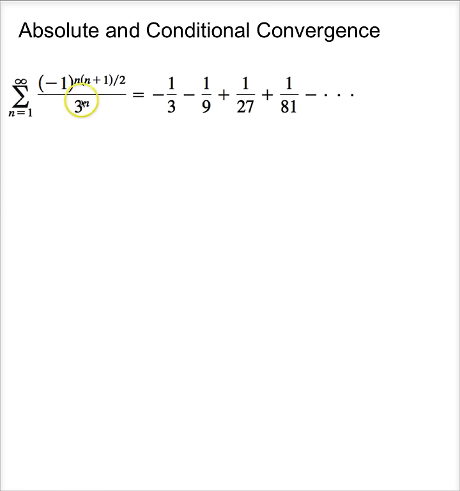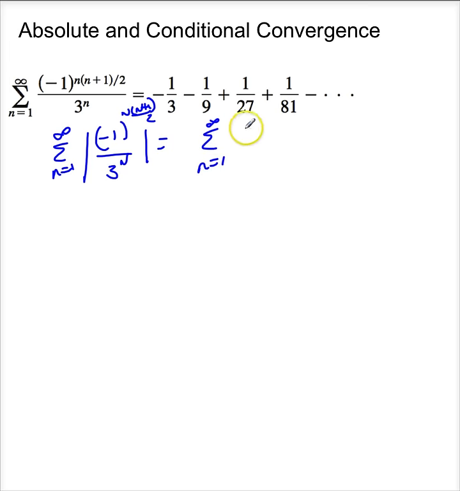Now let's look at this function right here. There's not a nice, neat way to write this. And I'm not really sure what to do with all these n's. So let me just start by looking at the absolute value. The absolute value of minus 1 to the n plus 1 over 2 divided by 3 to the n. Okay, this is a sum as n goes from 1 to infinity of 1 over 3 to the n. Now this, I know, converges. It's a geometric series.